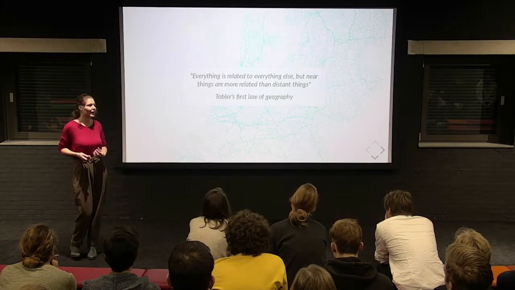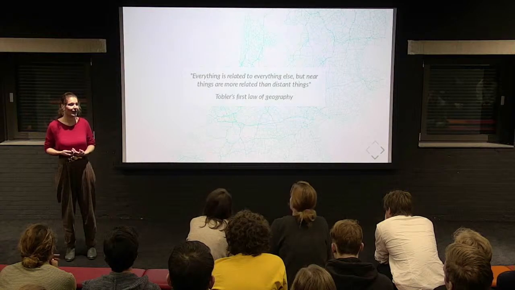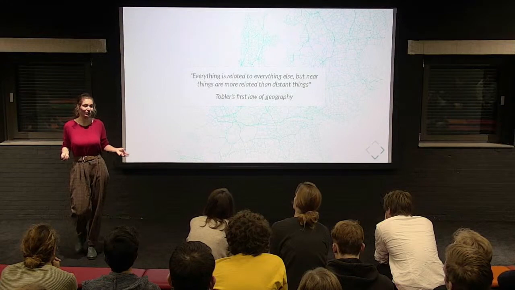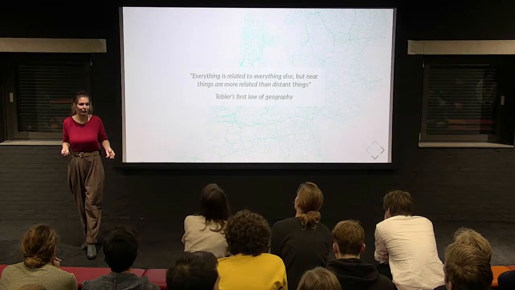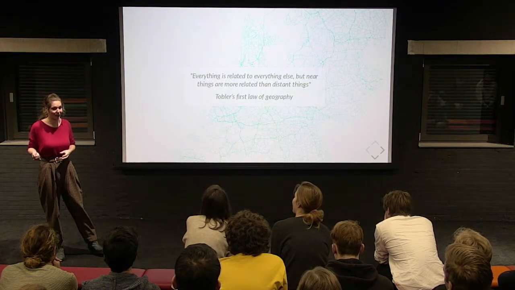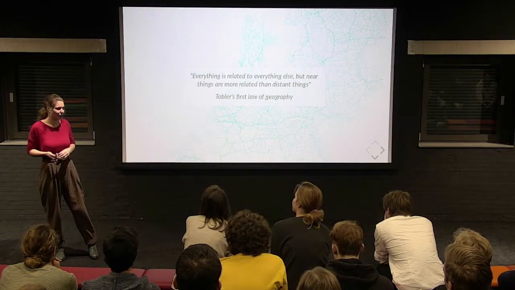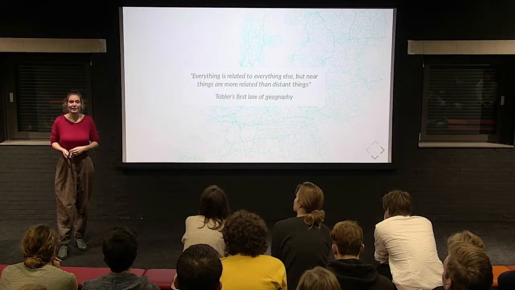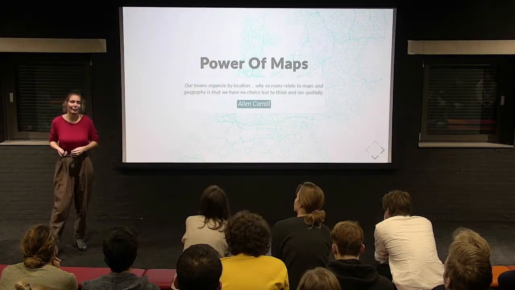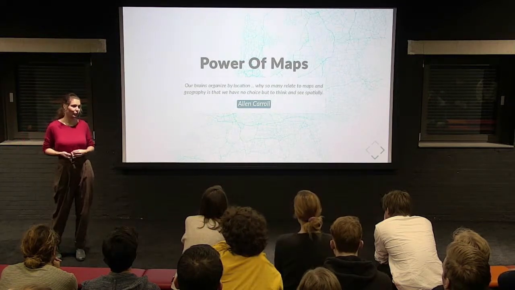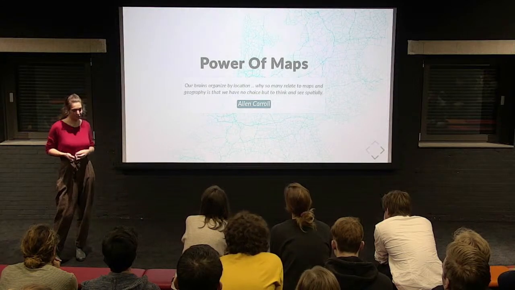And to me, it means that friends or family who live close by, you have more relation with than people that live further away. You can see it in the news. The national news always tells you what happens to stuff in the Netherlands, and things about foreign countries always get second place. Also, if there's a disaster somewhere, you always hear if it affected Dutch people before you hear if it affected somebody else. So near things are more related than distant things. And this is also the power that maps have. Our brains organize by location, and we have no choice but to think and see spatial.